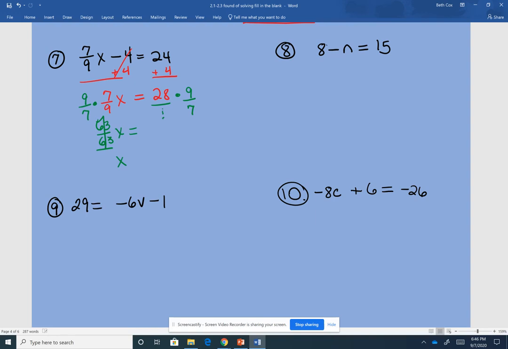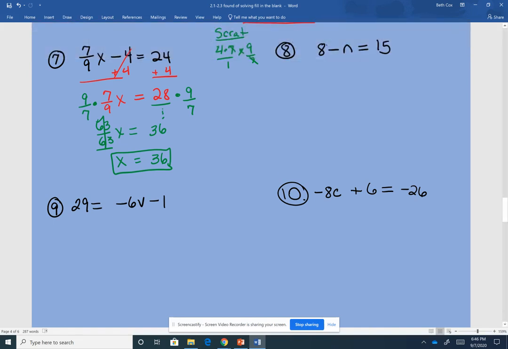Ooh, yuck. I might need my calculator. I might need some scratch paper. Let's see if I got any scratch paper over here. So 28 is 4 times 7 times 9 over 7. There we go. So my 7s are going to cancel, and I'm going to have 4 times 9. So it's going to be 36. Okay. So my answer is 36 for that one. Whew. Almost got me. Next one.